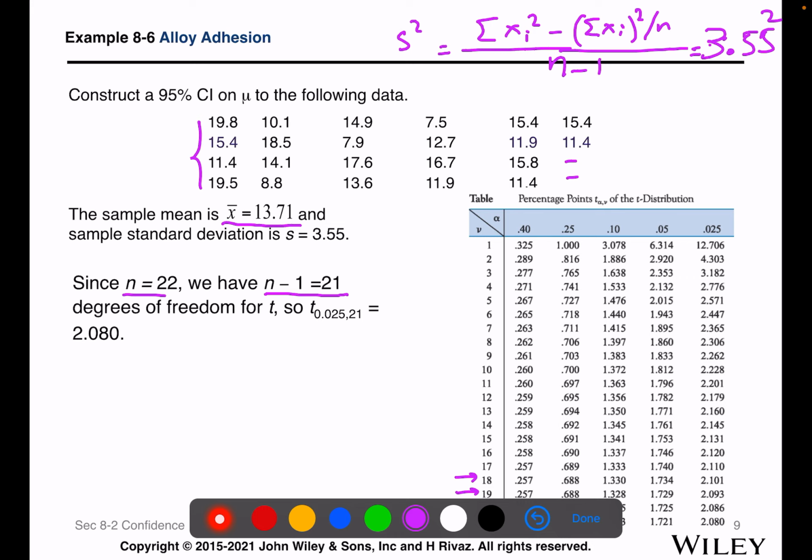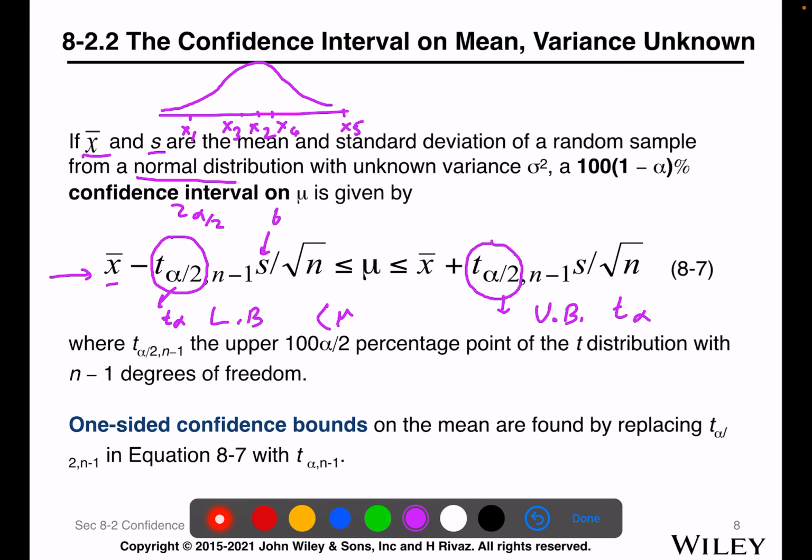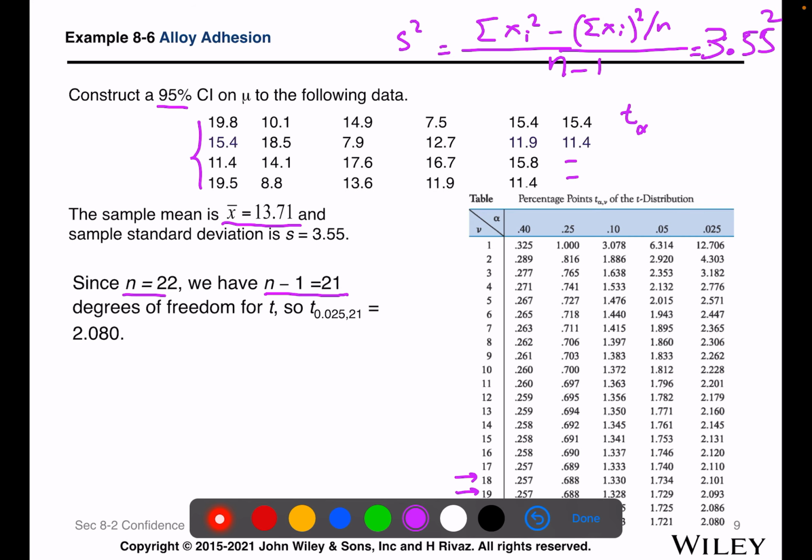The question tells us that we want a 95% confidence interval. If the question doesn't say anything, it's always a two-sided confidence interval. If it's one-sided, it will tell you a lower bound or upper bound. So since it's two-sided, we have to calculate T of alpha divided by 2 and n minus 1, as on the previous slide.